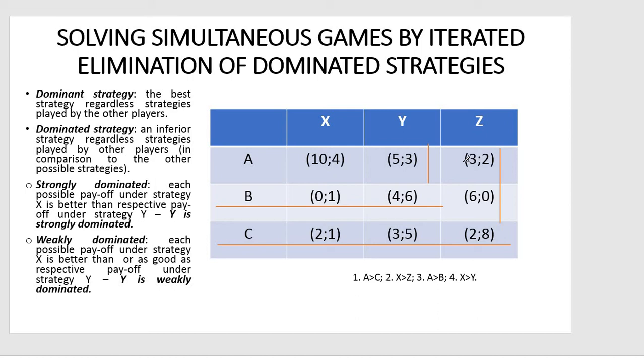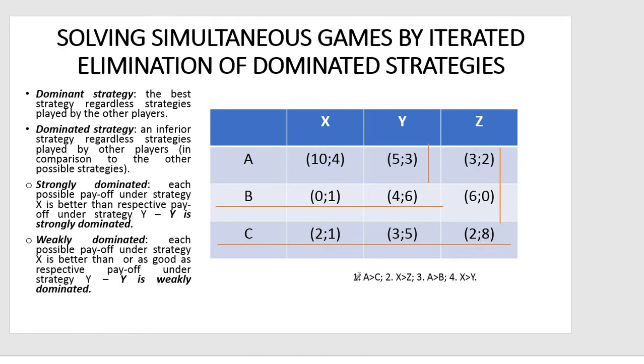We can compare strategy A and C. Here, 10 is better than 2, 5 is better than 3, and 3 is better than 2. So we see that it never makes any sense for the first player to prefer strategy C over strategy A. That's why we start the solution by crossing out strategy C.